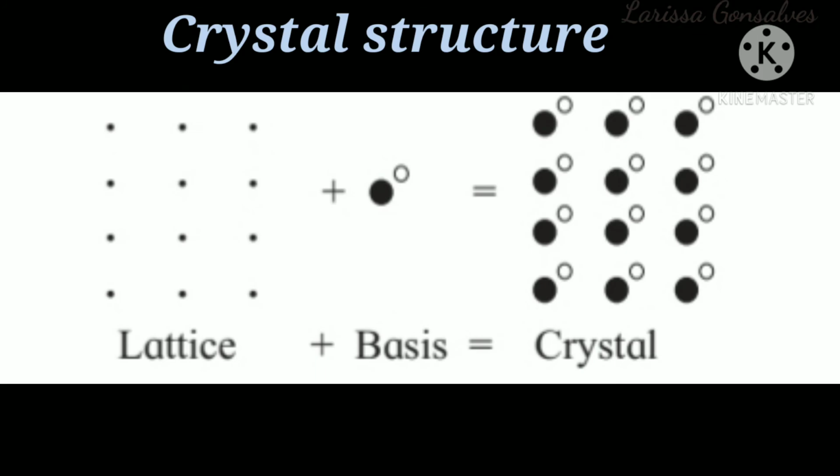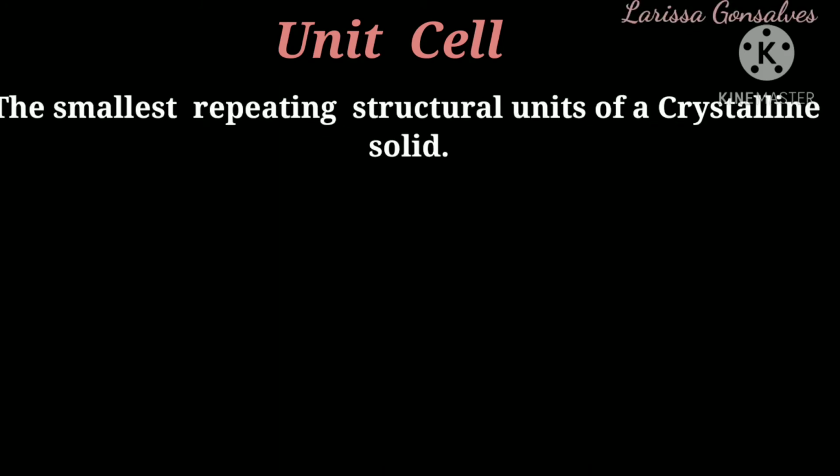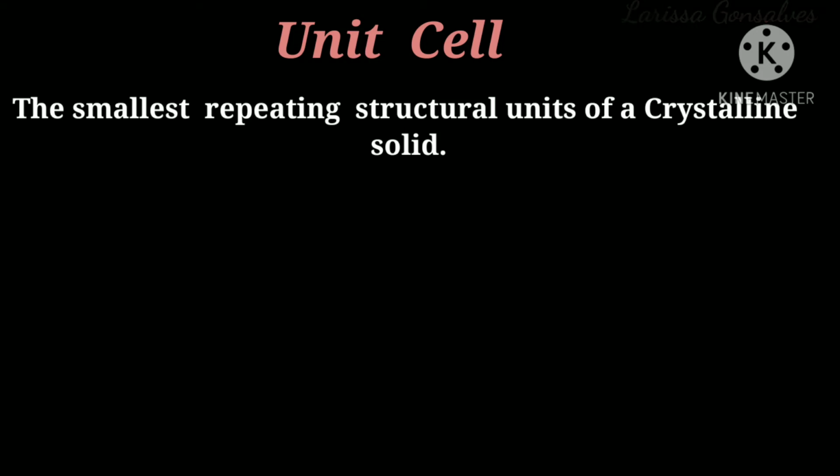Here is a picture which shows how the crystal is formed. So lattice along with the basis forms the crystal. The next important topic under this chapter is the unit cell. The smallest repeating structural unit of a crystalline solid is called the unit cell. So a number of unit cells come together to form a crystal.